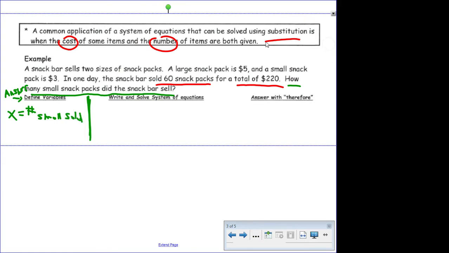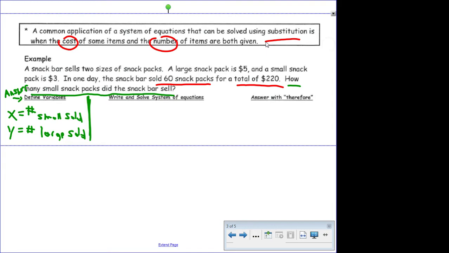But I need a second variable because we're dealing with 2 equations, 2 variables. So I'm going to use y also. And I didn't ask for this in the question, sadly. I wish I had. But what do you think the other variable would be then, Nate? Number of bigger bags. Number of large sold.